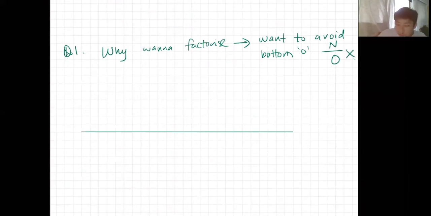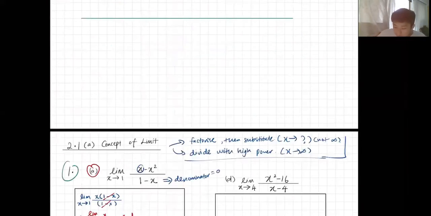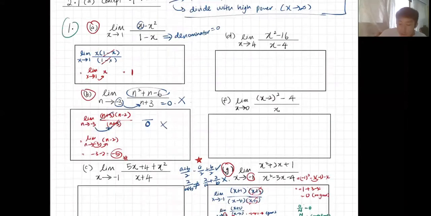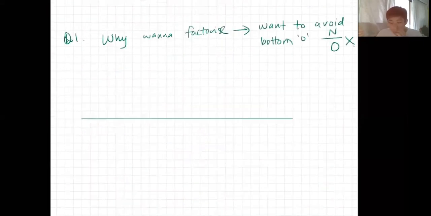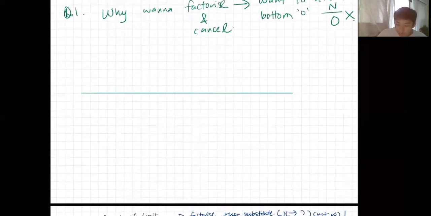Because when you factorize, for example, you can cancel off the denominator, so you don't have to substitute anything to the denominator later, and it won't give you 0, because it's gone already. Okay, that's the idea. Why we factorize and then cancel: so we can avoid bottom 0. Okay, this is the normal question. Then now is the infinity question.